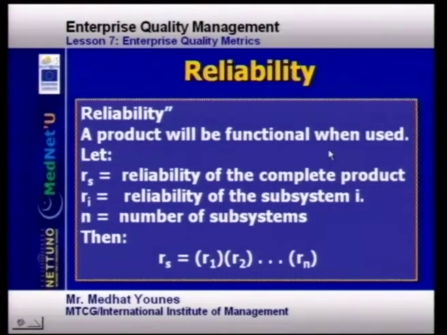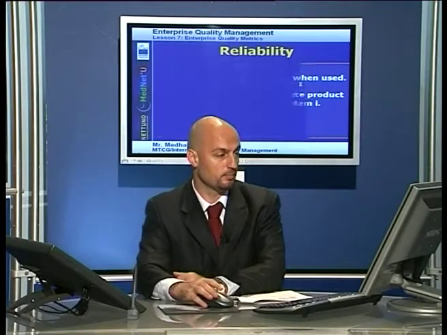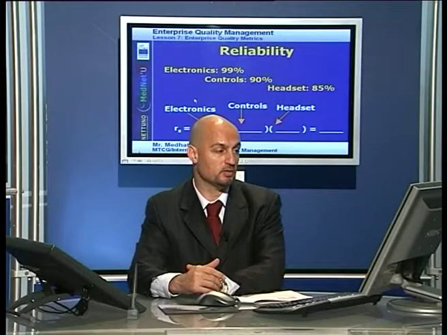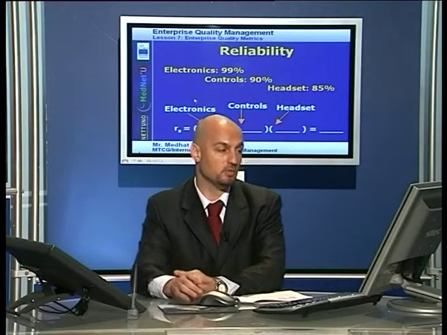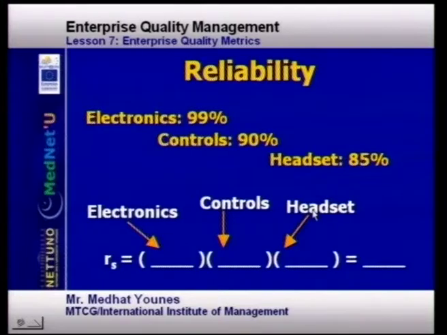Reliability. Reliability is defined as the probability that a product will be functional when used. Reliability of a complete product is a function of its subsystems. For example, if we have a Walkman or an iPod or an electronic listening device, the reliability of the entire system depends on the reliability of individual components, like its electronics, controls, and headset.